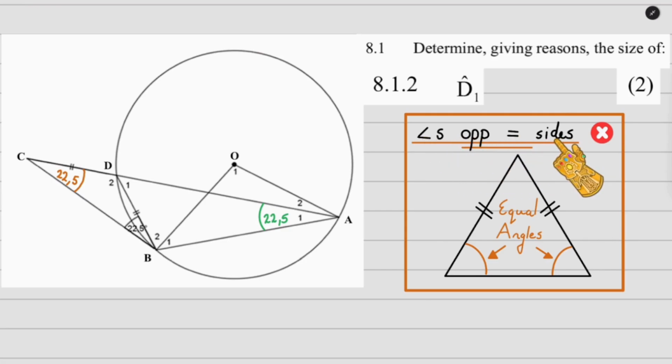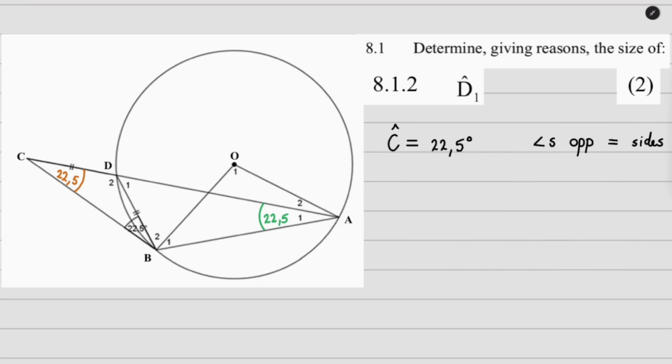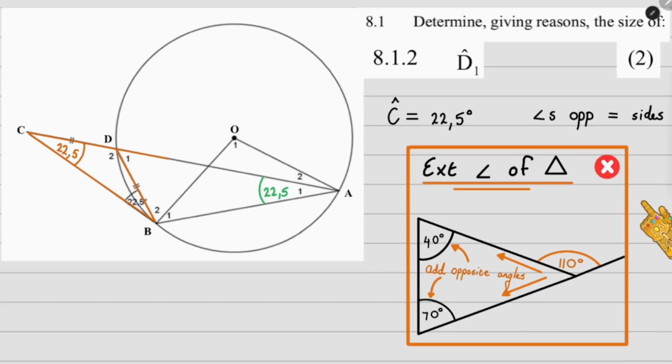And when we state that C equals 22.5, we're going to use this as our reason: angles opposite equal sides. And now to get D1, we're going to use exterior angles of a triangle, because D1 is the exterior angle of triangle CDB. And just to walk you through that theorem, to get the exterior angle, you go to the opposite interior angles, add them together, and then they give you this outside one.